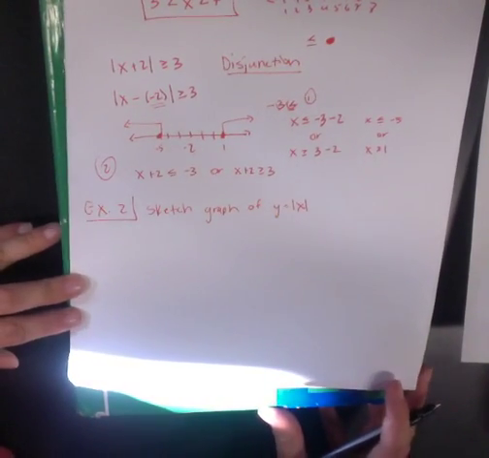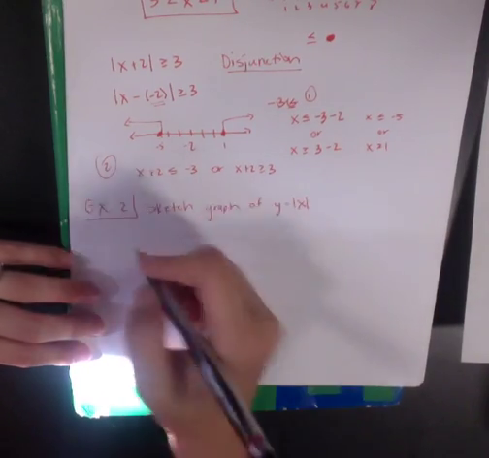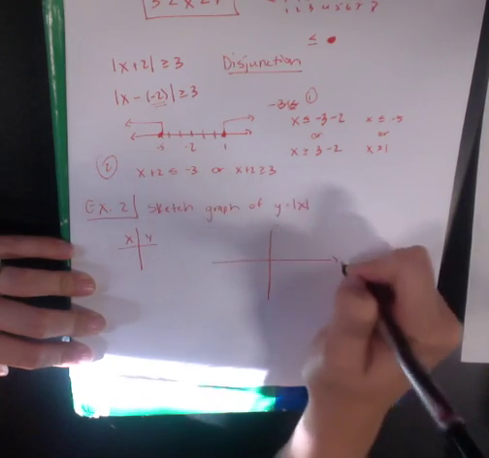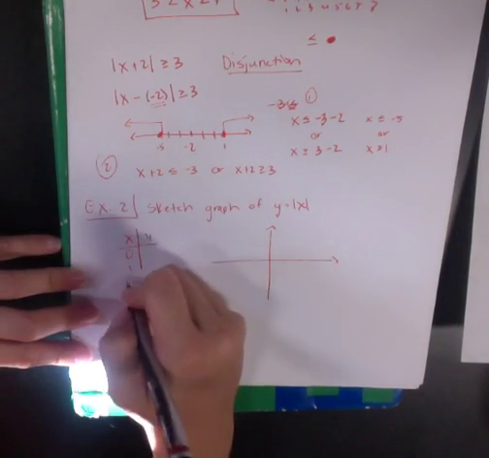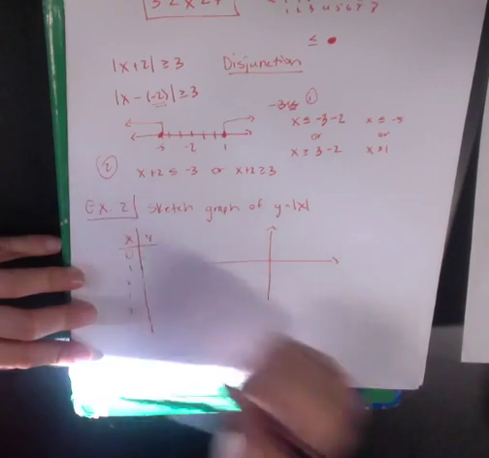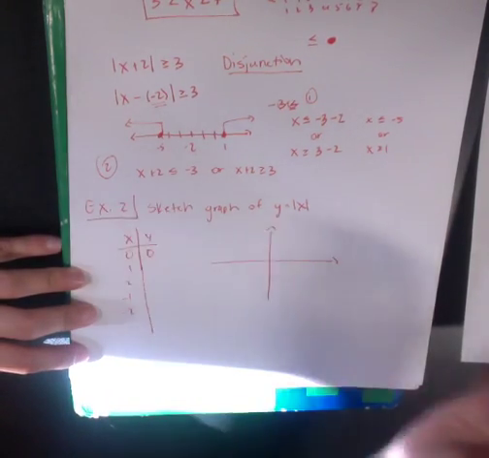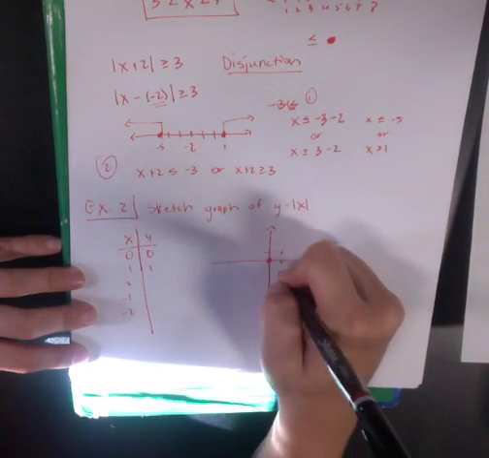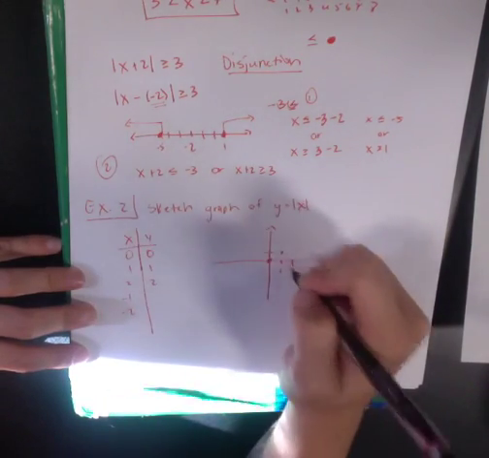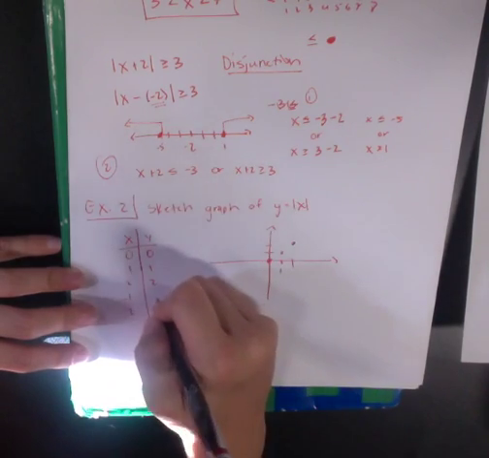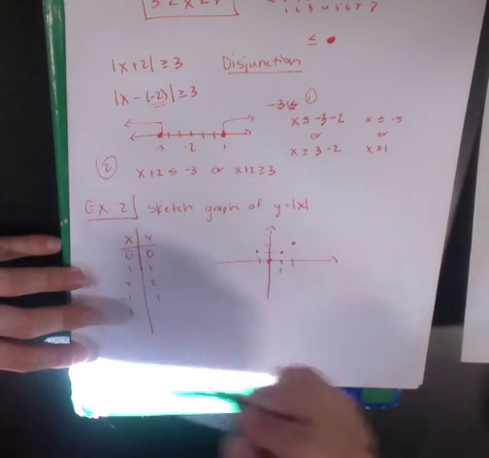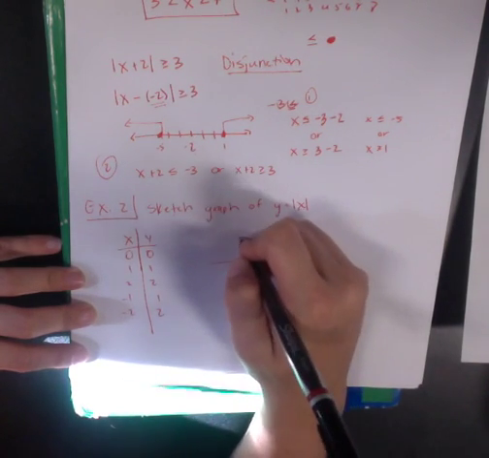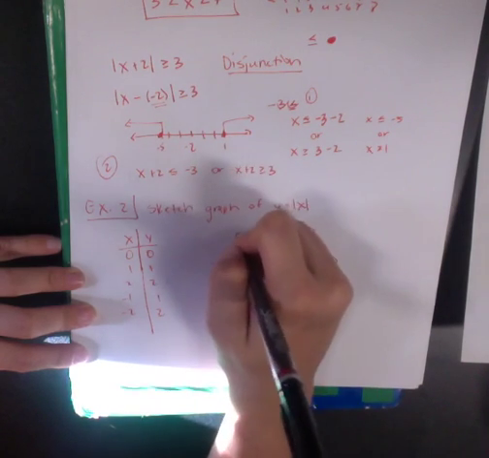All right, so what I'm going to do is create my XY chart so I can graph it. I'm going to plug in 0, 1, 2, -1, -2. If I plug in 0, the absolute value of 0 is 0. If I plug in 1, the absolute value is 1. 2, the absolute value is 2. -1, the absolute value is +1. And -2, the absolute value is +2. Leaving me with a V.